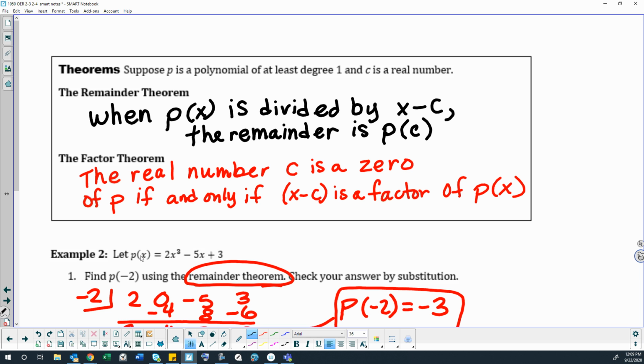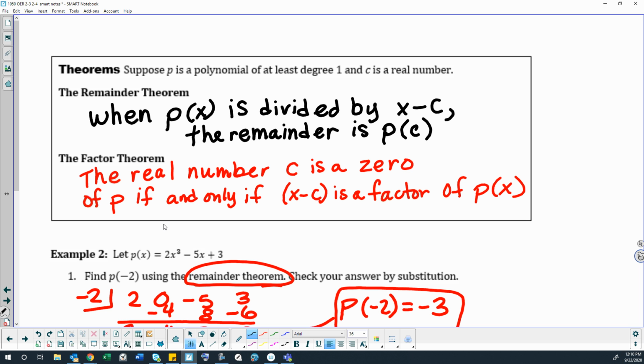The factor theorem is the real number C is a 0 of P if and only if X minus C is a factor of P of X. So I think we did kind of talk about that and how we didn't have a remainder on that first problem, and so therefore X minus 2 was a factor of that polynomial, and that was because the remainder was 0, that we knew it was a factor. So the factor theorem is fairly straightforward.